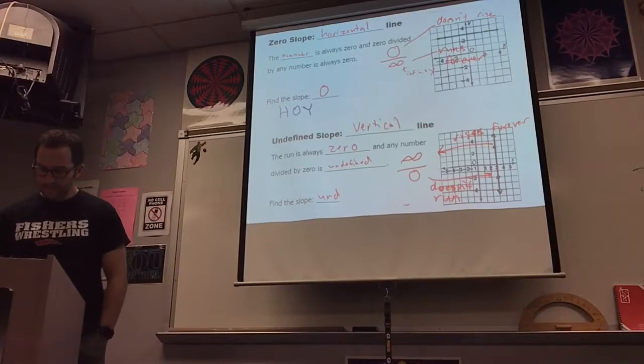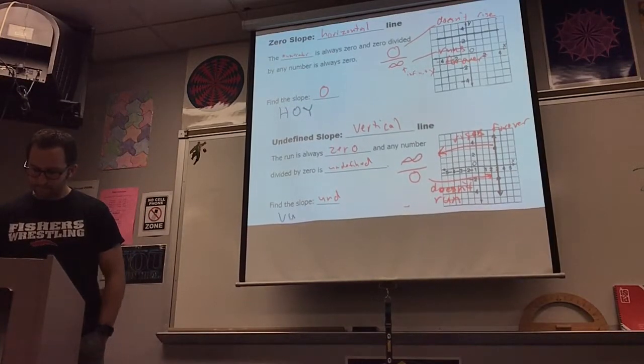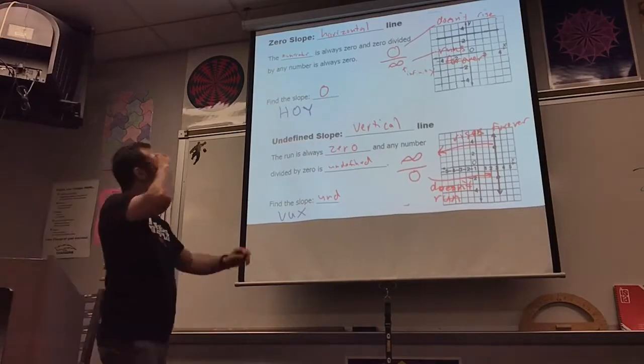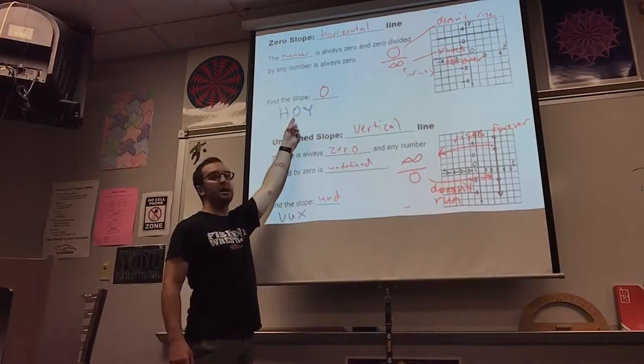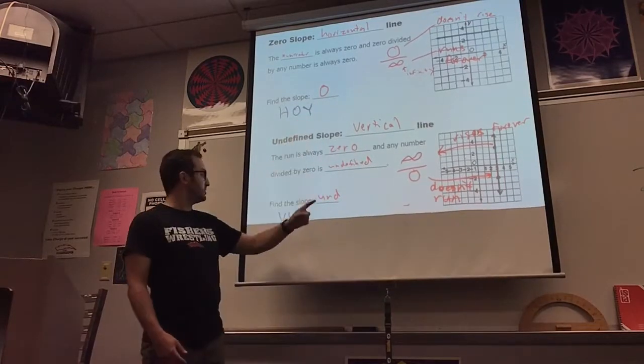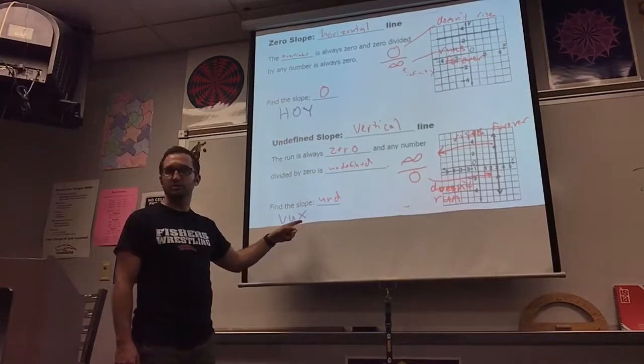Okay? The way that we remember this one is Hoy and Vux. This helps us remember. Horizontal line, 0 slope, y equals. Vertical line, undefined slope, x equals.